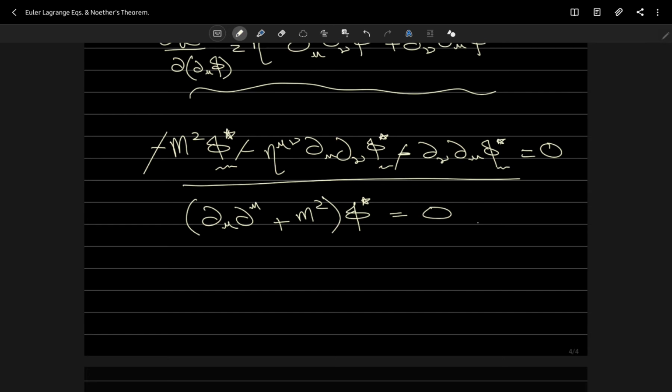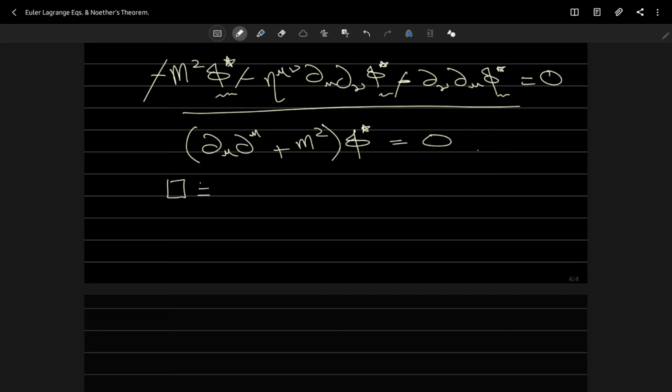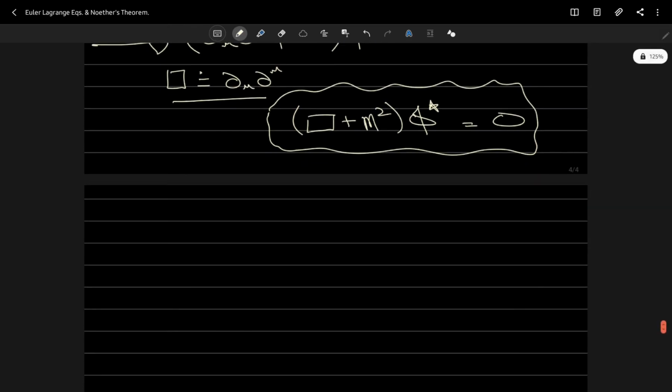And this is the differential equation, or the equation of motion, that you have from one of the Euler Lagrange equations. And you can simplify this if you recall that your D'Alembert operator is defined as partial mu partial mu. If I use this in this equation, I get the box, or the D'Alembert operator, plus m squared phi star is equal to 0. Now, this equation is what is called your Klein-Gordon equation.